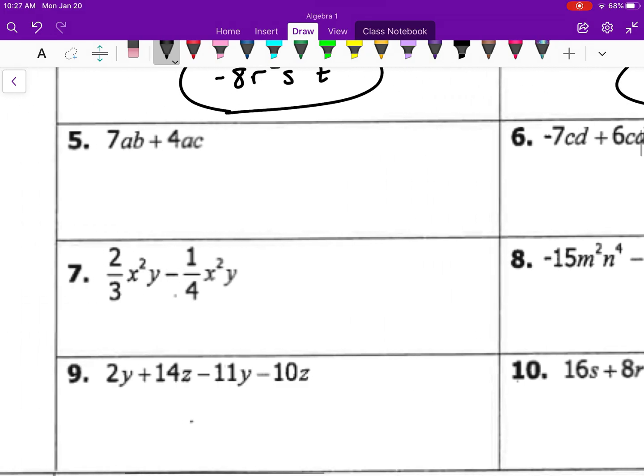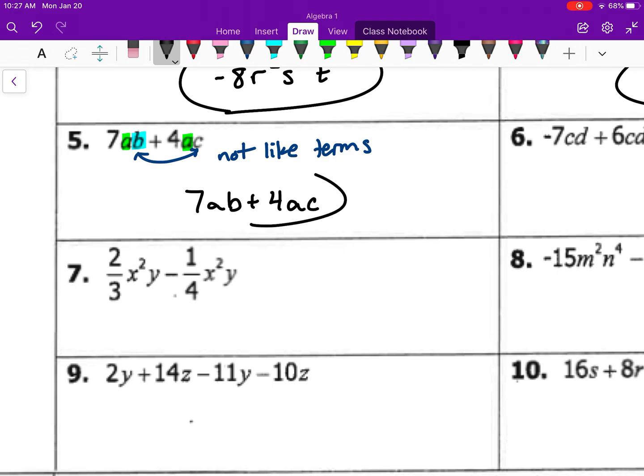Okay, let's do a couple more. I've still got A and A, B and... oh. These don't match. They're not like terms. So what that means is you just rewrite. If there was other things to do in this problem, we'd still do it, but we can't add them, so that is all we can do is just rewrite the problem. Okay.